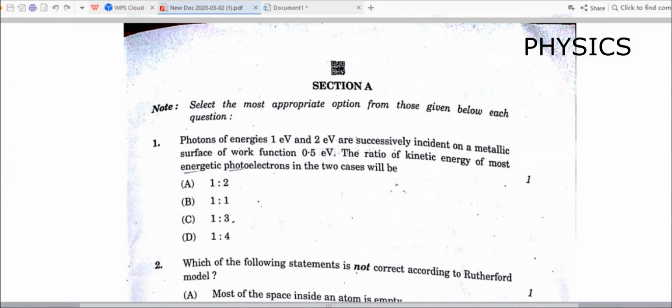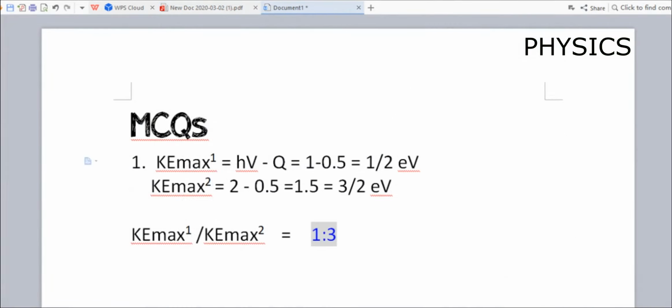This one is really easy, kind of formula based. If you know that maximum kinetic energy equals the maximum energy of photons minus the work function, then this question will be really easy. You just need to find maximum kinetic energy for both of the cases and then divide them. So this is the solution. Answer is 1:3.